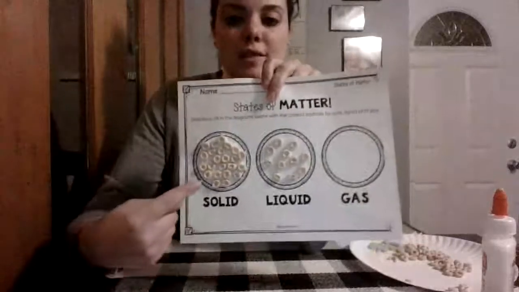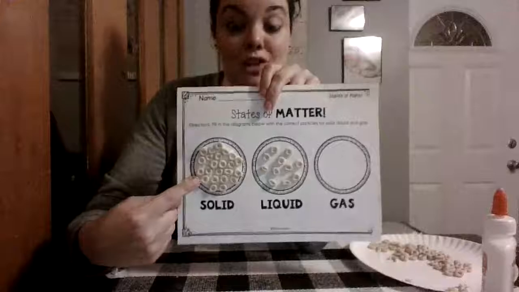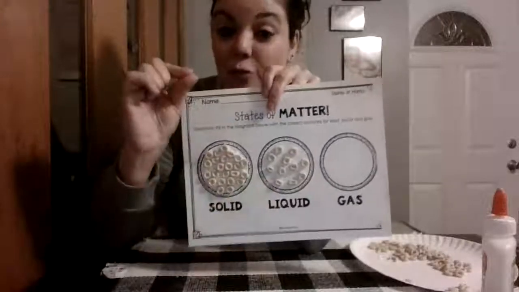All right. So now you can see the difference. The solid, the Cheerios are all on top of each other. The liquid, there's a little bit of room in between each Cheerio. Now what about the gas? Really close together? Kind of close together? Or really far apart? That's right, they are really far apart.